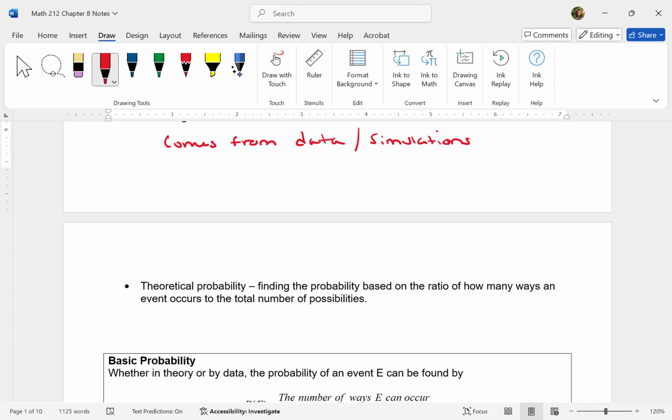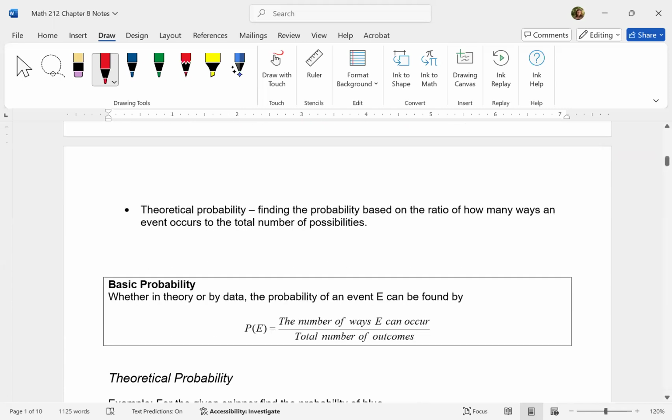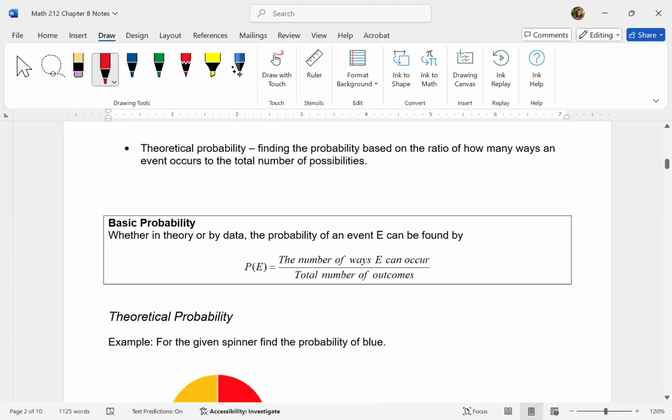I kind of use the idea, well, there's only one way to get a 2 out of 6 ways total, which leads us to the basic probability formula: the number of ways an event E can occur over the total number of outcomes. So let's focus on theoretical probability.